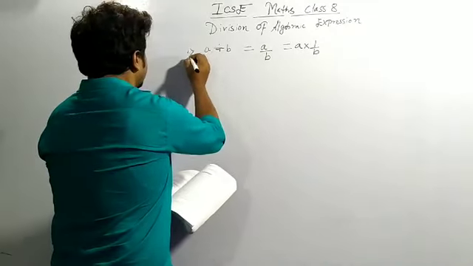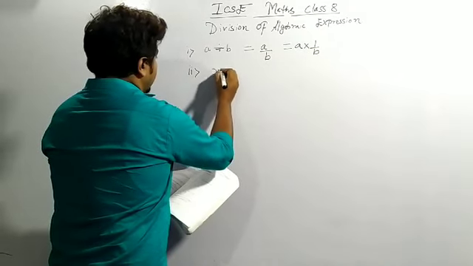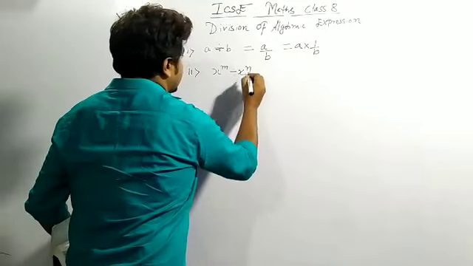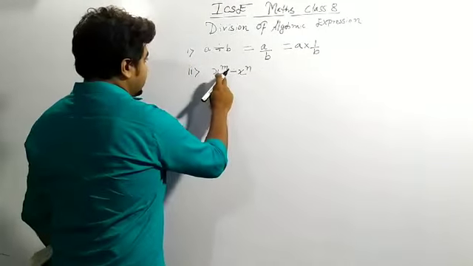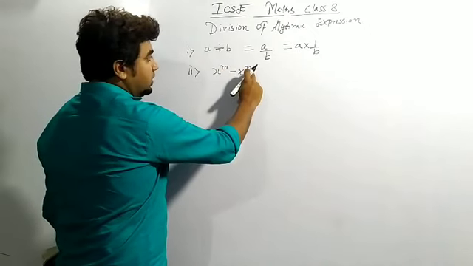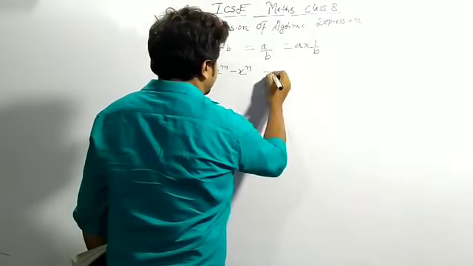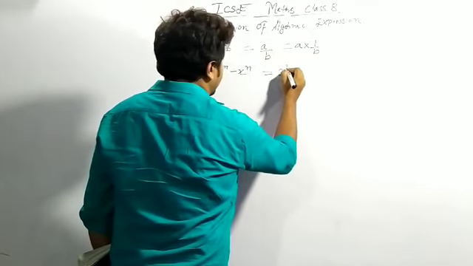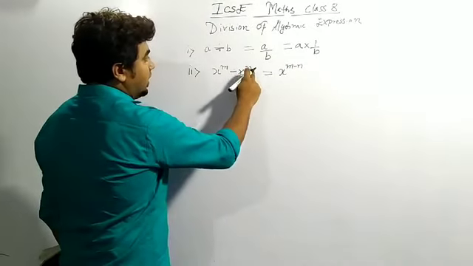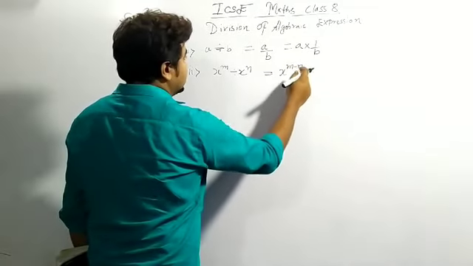The second thing is that if I am saying x to power m divided by x to power n, as you are able to see, the exponent here is m and here is n, and the base is x in both cases. So we can write it as x to power m minus n. n will be subtracted from m. So it will be x to power m minus n.